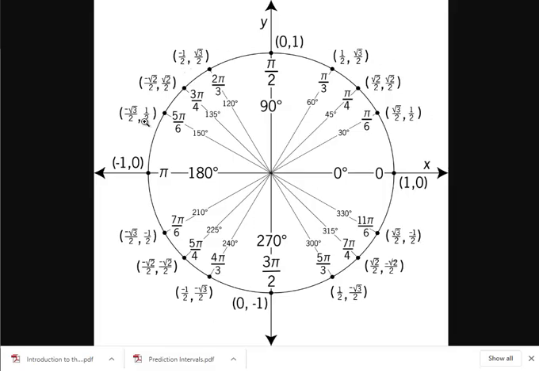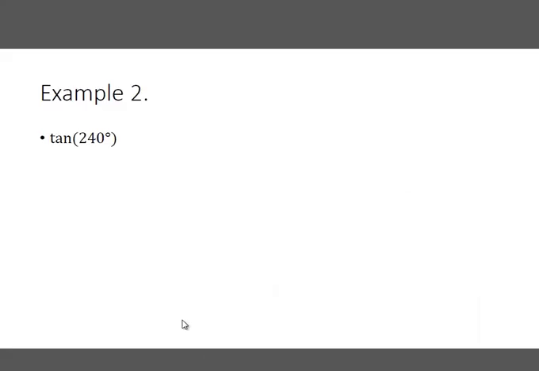So let's start with tangent of 240. So I'm going to go up here, 240 this time. They gave me a degree. So I'm going to find the y and the x coordinate. I'm going to divide these two. So this divided by this, negative square root of 3 over 2, divided by negative 1/2. So here we go.